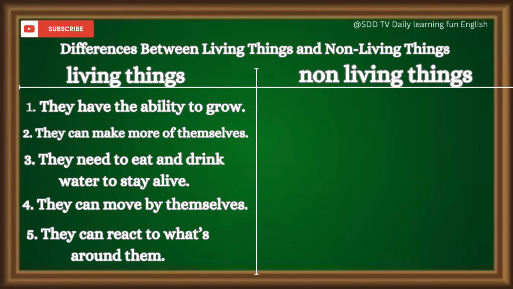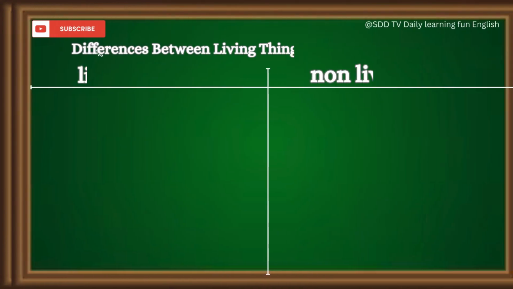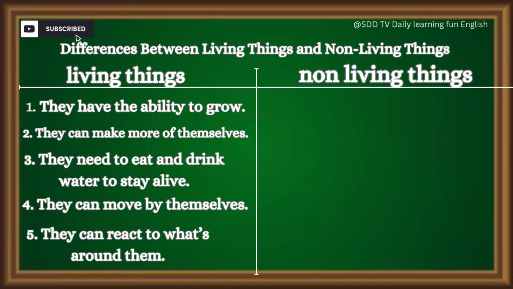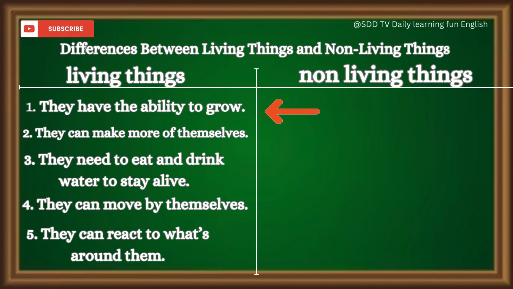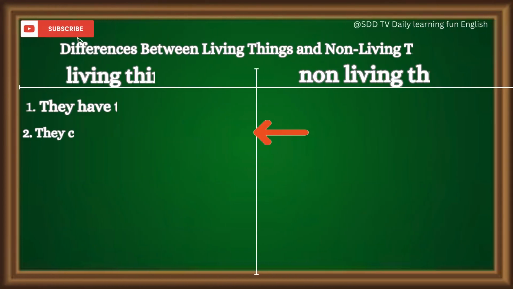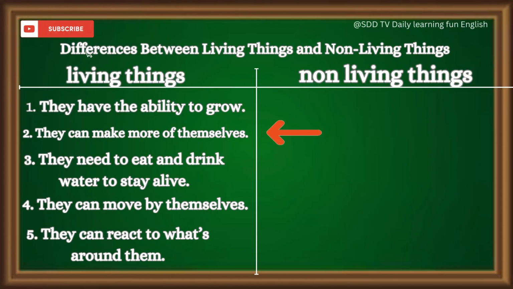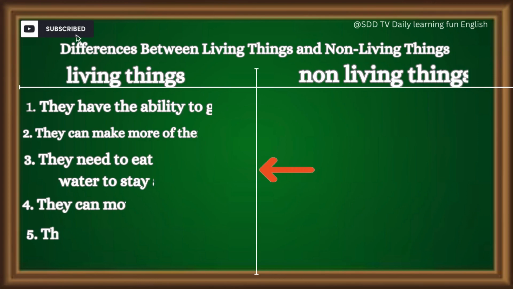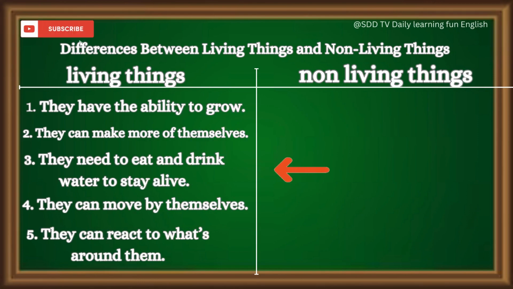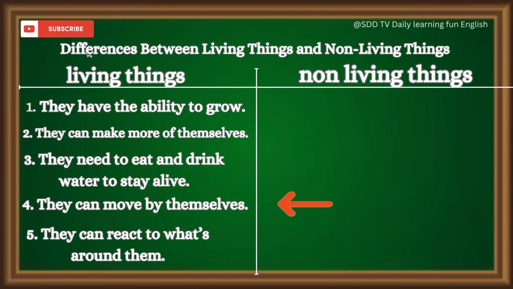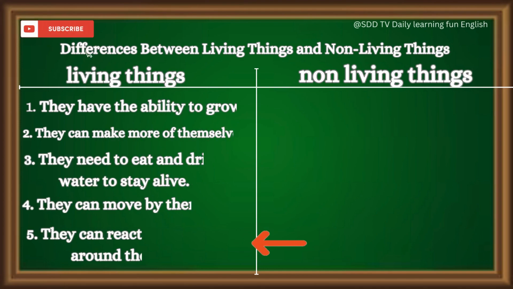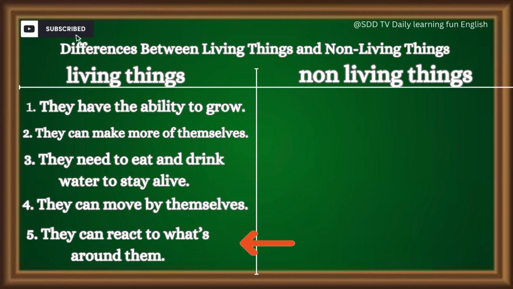Difference between living things and non-living things. First, we'll check with living things. They have the ability to grow. They can make more of themselves. They need to eat and drink water to stay alive. They can move by themselves. They can react to what's around them.